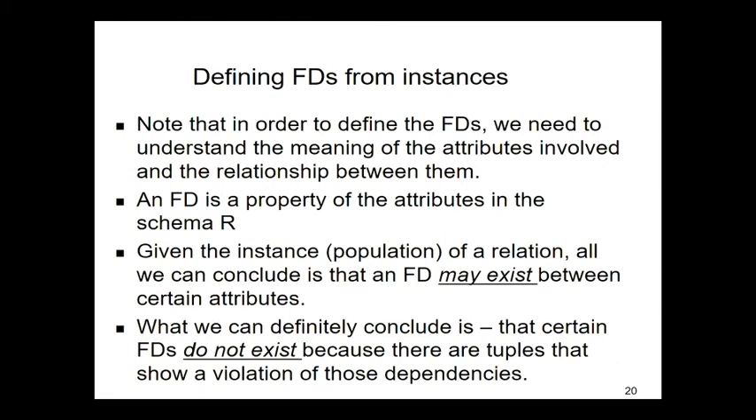Okay? So, given the instance or population of a relation, you can conclude that a functional dependency exists between certain attributes. If it's not with the primary key, we have a problem. So, normalization is a process of looking at our functional dependencies and asking, do we have problems? And if we do, correct them before you go off and build it.